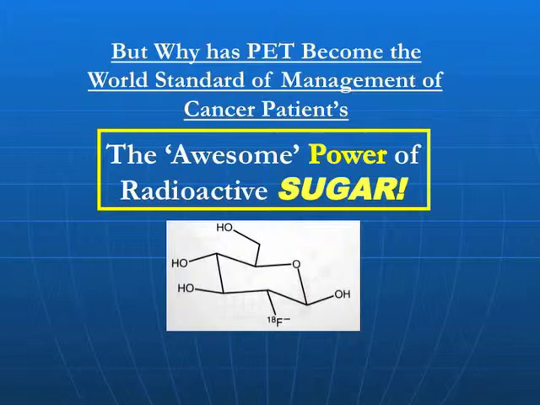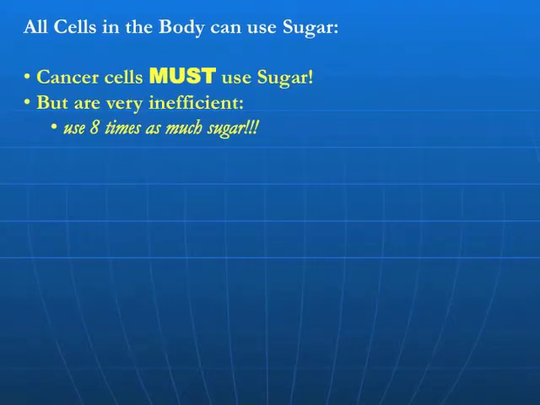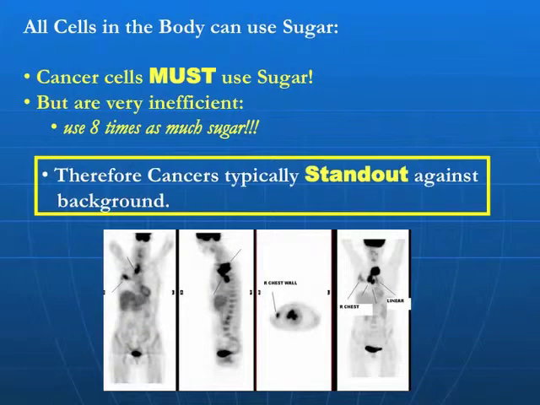Now, all cells in the body can use sugar, but it turns out the cancer cells absolutely must use sugar. They really have no choice. They also are very inefficient. They use as much as 8 times as much sugar to do their dirty work. So what happens is cancers typically stand out against the background.